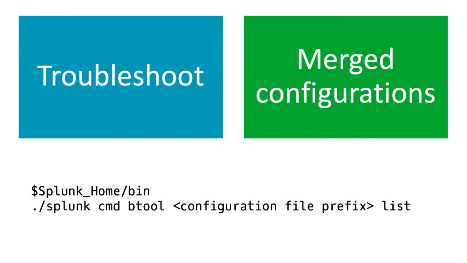There you go. In the Splunk home bin directory, we use the command btool, the configuration file, and list. This is how you do it.